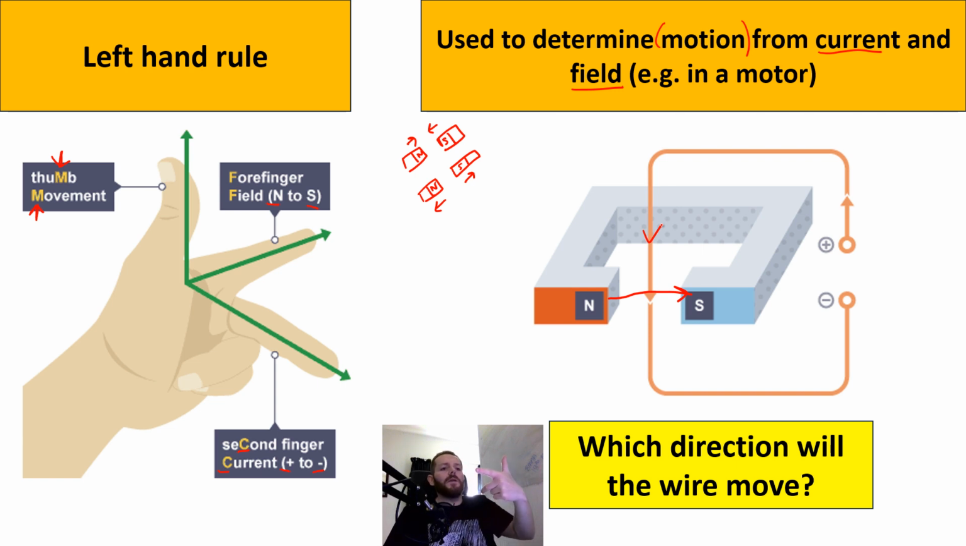Okay, what next? Well, my middle finger, I need to now line up with the current. I've been told the current's going down, so point my finger down. Okay, is my first finger still pointing in the direction of the field? Yeah, it's going from north to south. Okay, is my second finger pointing in the direction the current's going? Yeah, the current's going down, my finger's pointing down. Okay, oh, my thumb's pointing at me, like it's coming out of the screen, which means that this wire would experience a force and would move in that direction, out of the screen.